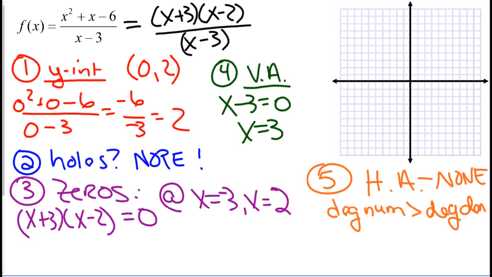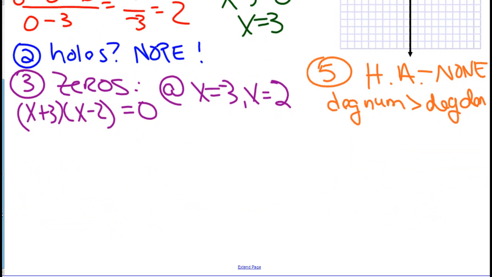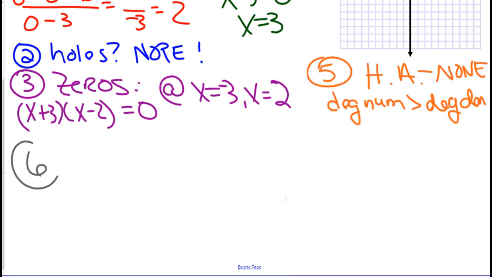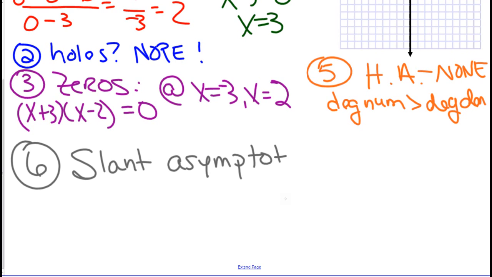Now, when I have no horizontal asymptote, I have to take this a step further because I want to see if there's a slant asymptote. Remember, for a slant asymptote, the degree of the numerator has to be exactly one more than the degree of the denominator, and that is the case here. So step number 6, the slant asymptote: we divide our denominator into our numerator.